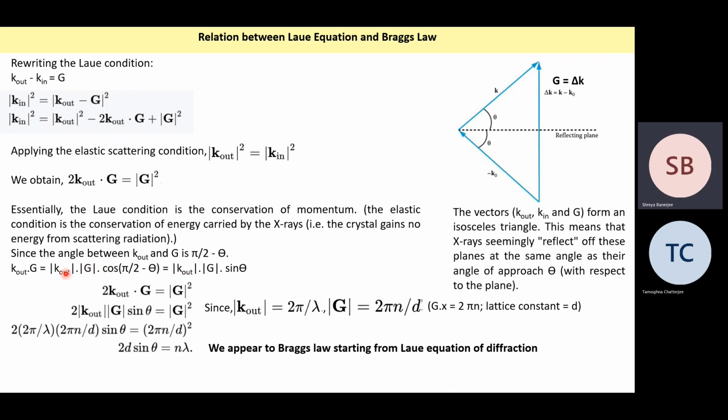And so you can write that as K out into G into cos of 90 minus theta.